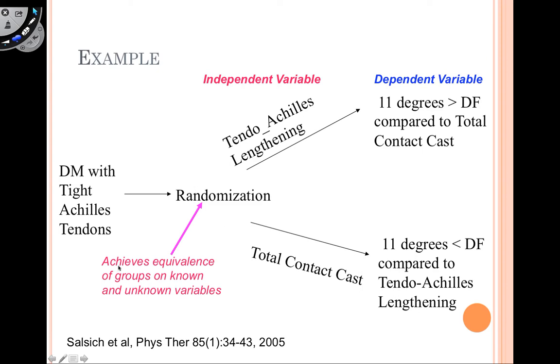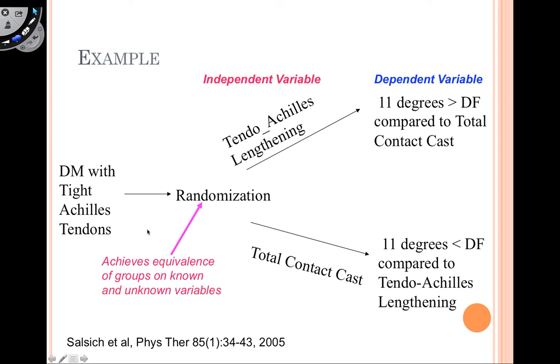And so the randomization achieves equivalence of groups on known and unknown variables. So known factors might be whether they've had an ulcer in the past or not, and unknown variables might be things like how their skin health influences the ulcer development and things like that that we can't measure or don't have a way of determining.